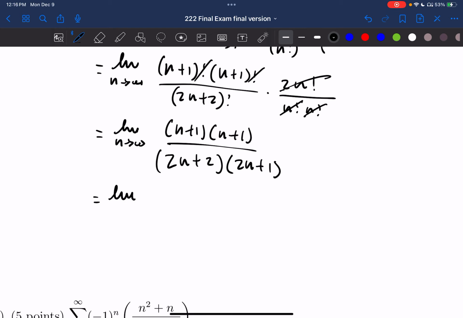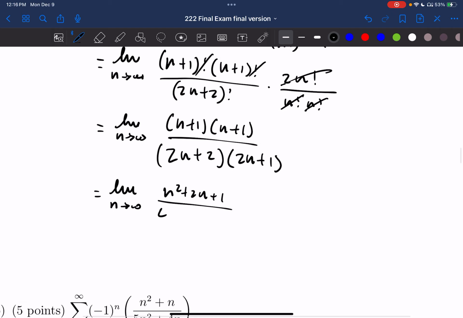This is going to be equal to the limit as n goes to infinity. Multiplying the top, we're going to get n squared plus 2n plus 1 all over. Multiplying the bottom, we're going to have 2n times 2n, so it's going to be 4n squared. And then 2n times 1 plus a 2 times a 2n. This would be a 4n plus 2n, which is going to be 6n. Plus 2 times 1 is going to be 2.